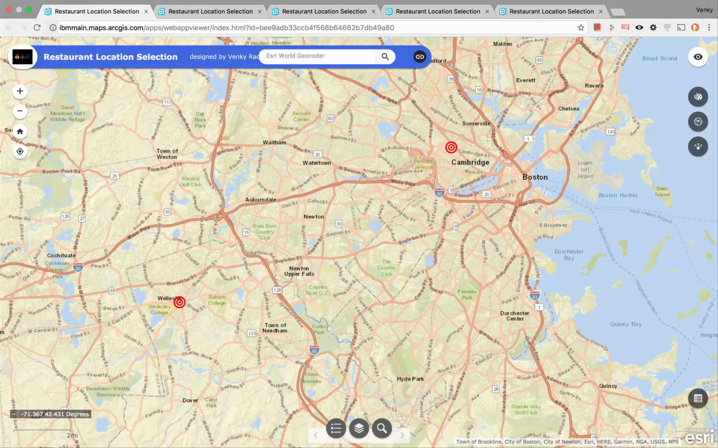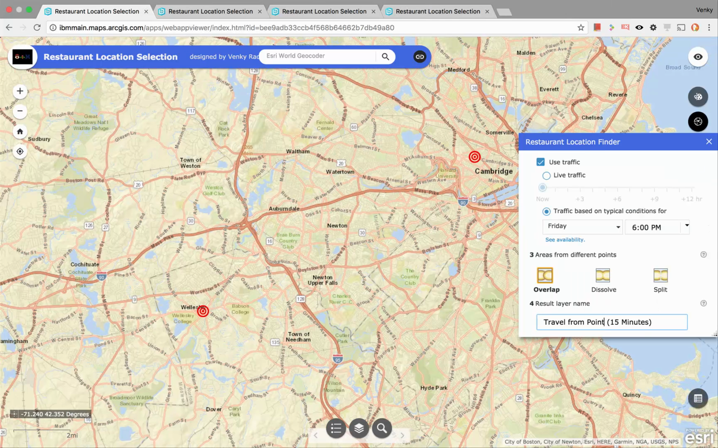Today, I want to share with you a simple web app that I designed to help businesses identify the best location for a new full-service restaurant. To make this easy to follow, I'm going to pick two possible locations from which to choose. Cambridge, Massachusetts, which is across the Charles River from Boston, and Wellesley, Massachusetts, which is a few miles west of Boston.